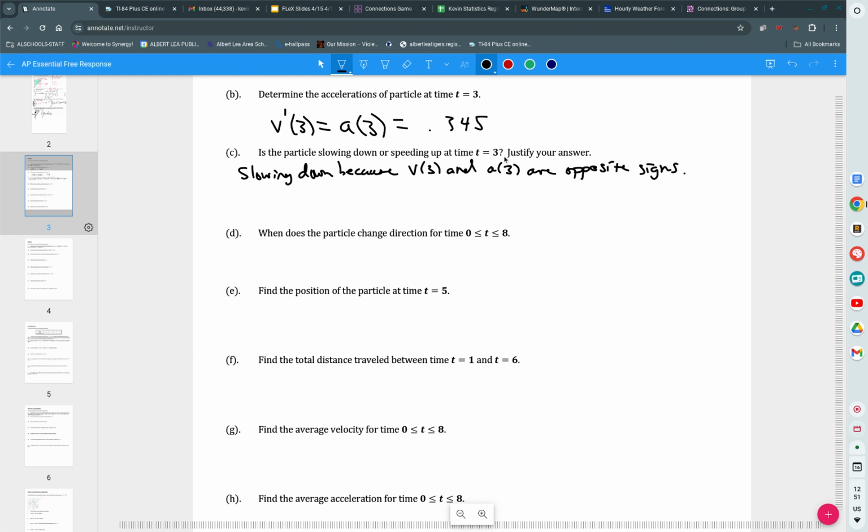Slowing down, right? Why? Because the velocity at time 3 and the acceleration at time 3 are opposite signs. If they are the same sign, it is speeding up. If they are opposite signs, it is slowing down. Do you need that demonstrated, or do you have the general idea? Okay, velocity and acceleration both will be positive. So right now, both are positive.